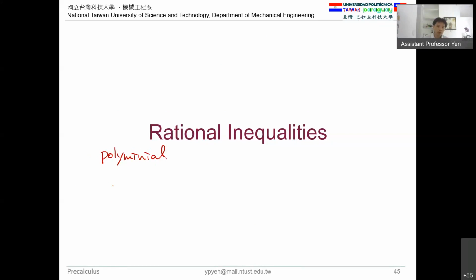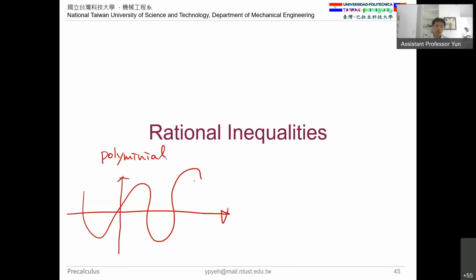Polynomial functions, okay. So the function, we know that could be any of the graph. But in the rational function, if you know that the rational function graph will be something like this.